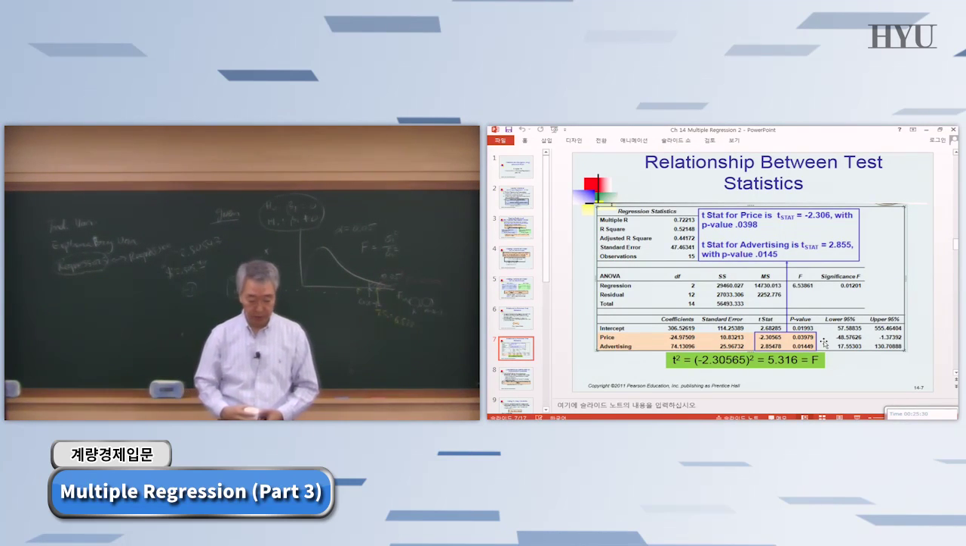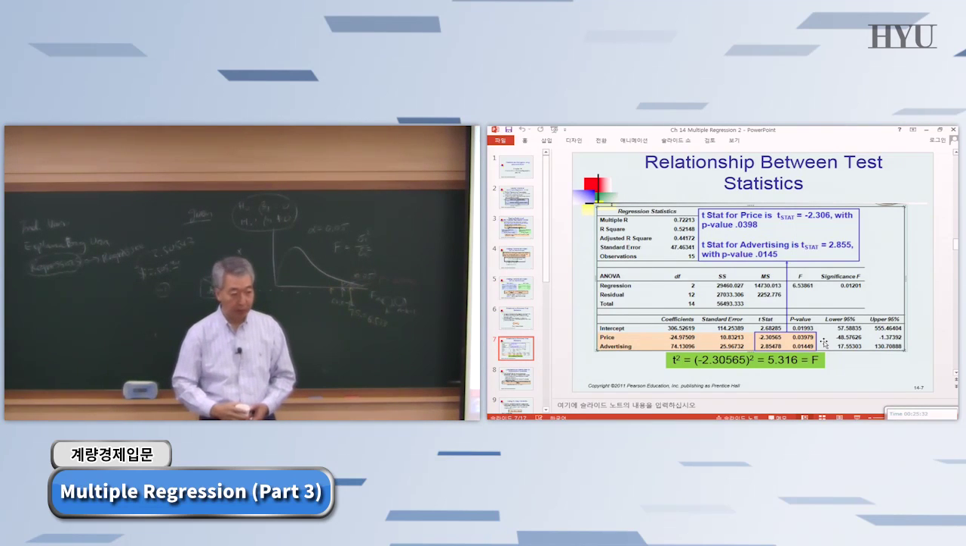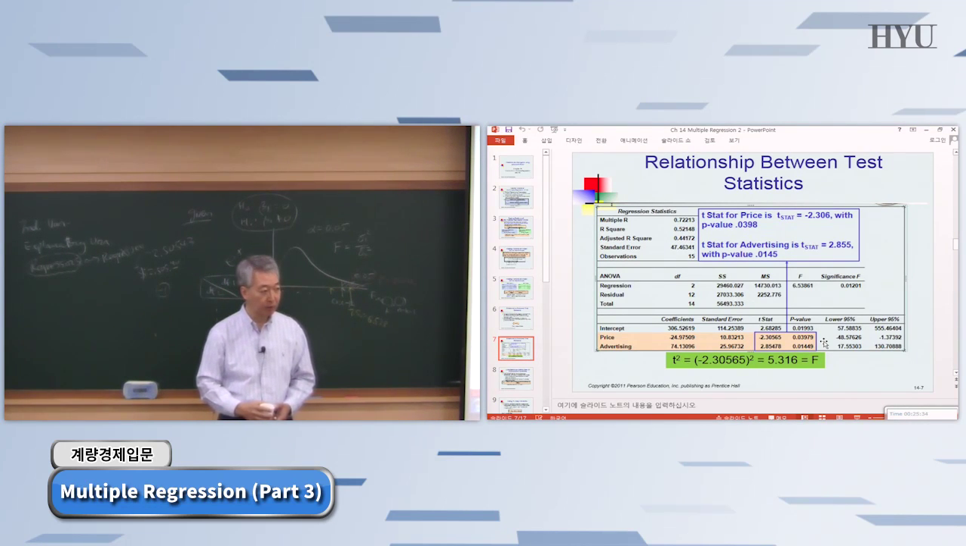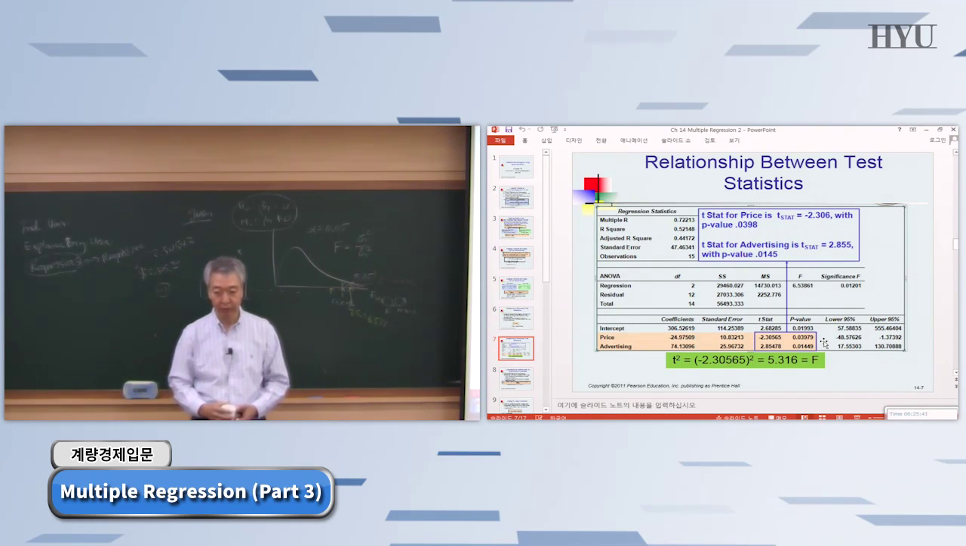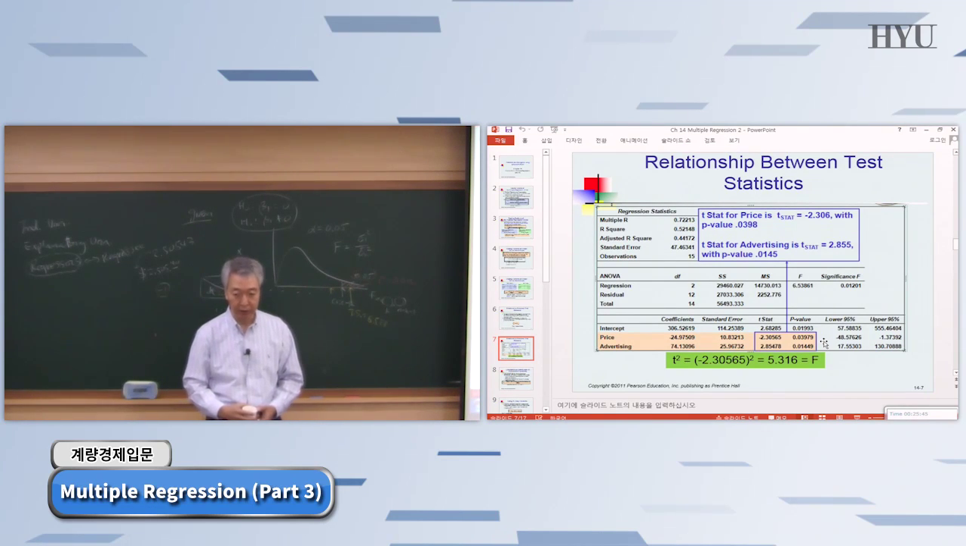Yeah, you can reject the null hypothesis, and your interpretation will be that price is an important variable, right? Or price makes a significant difference in predicting the pie sales, right?